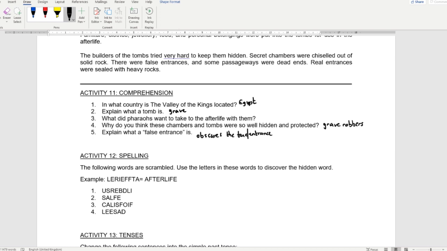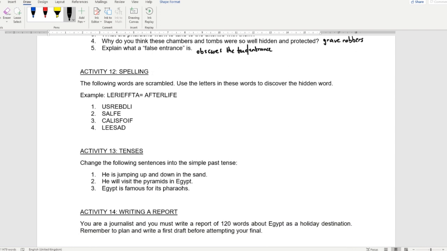Okay, activity 12, spelling. So the following words are scrambled. Use letters in these words to discover the hidden word. So the letters are not in the correct order. You have to make them in the correct order. Question 1 is builders. Then question 2 is false. Remember the E at the end of that word, please. Next one is officials. And the last one, sealed.